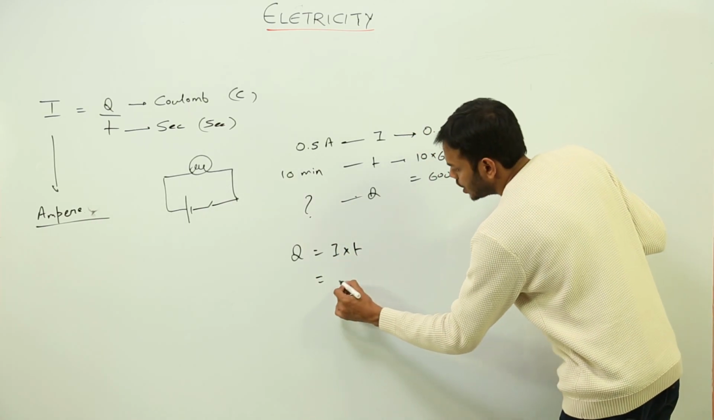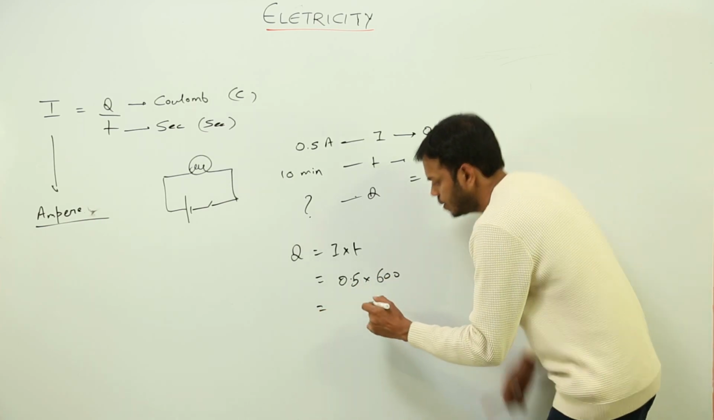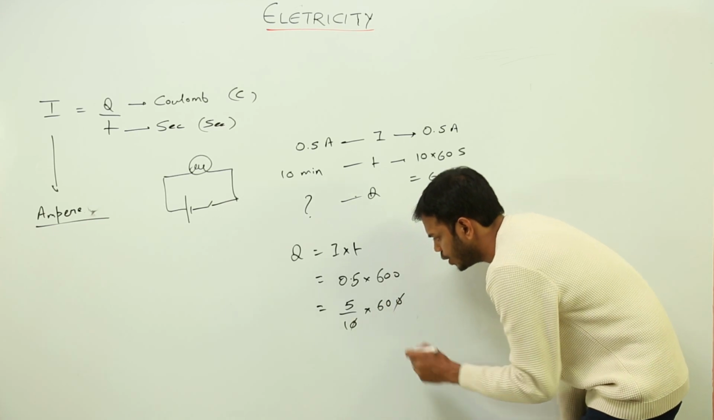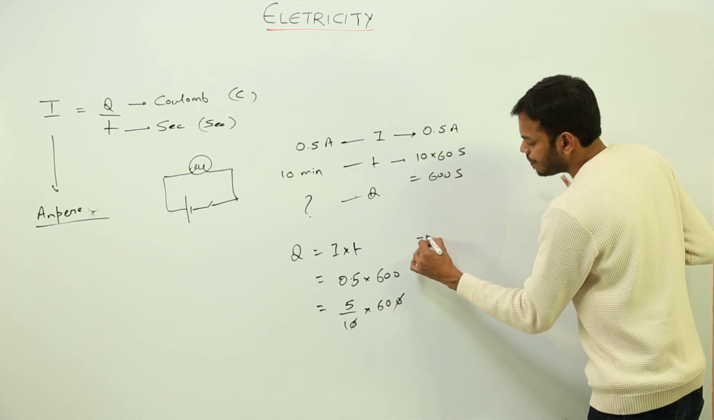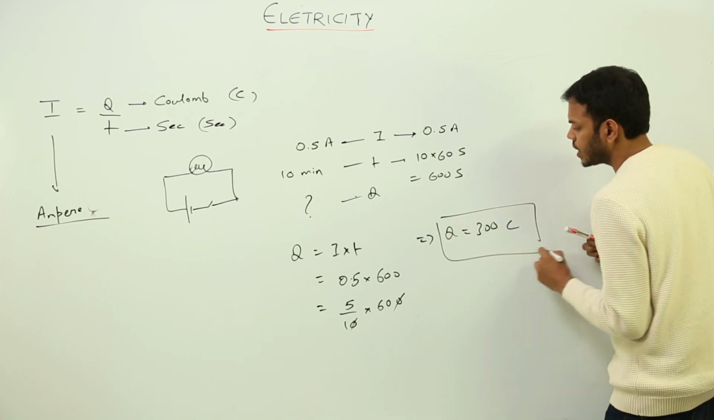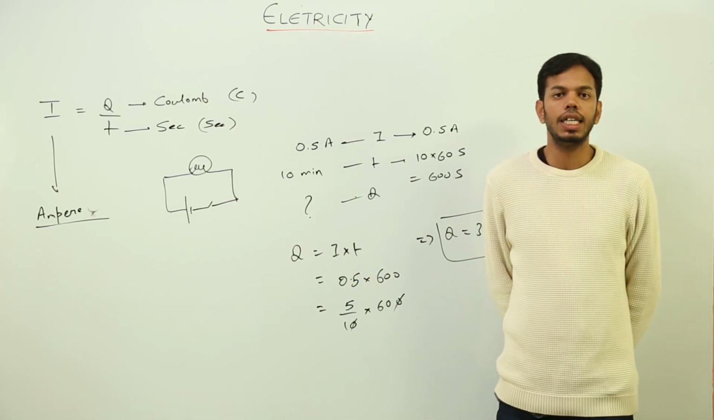What is current? 0.5 amperes into time, which is 600 seconds. So this gives me 5 upon 10 multiplied by 600. So 60 into 5. Charge is equal to 300 coulombs. So this is your answer. This is how we'll do simple numericals associated with current, charge and time.